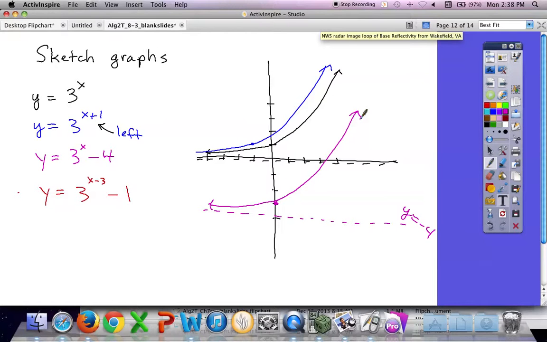What would you say is the domain of that? All real numbers. We expect an exponential to be all reals in the domain. And moving it up or down or left or right doesn't change that. How about the range? Did that change the range? What's the new range?